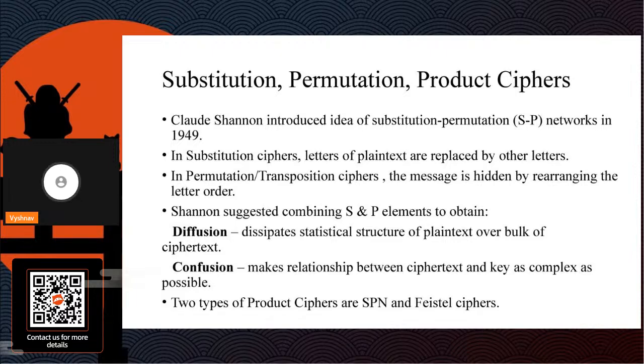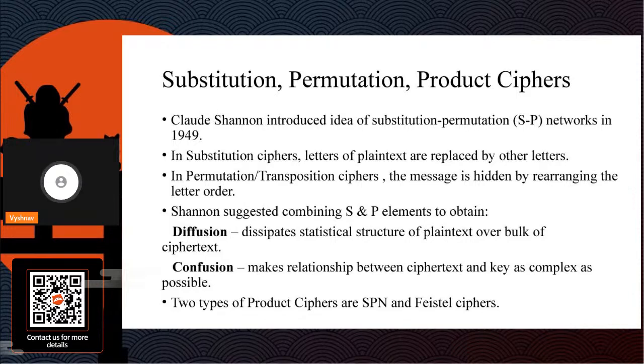But Claude Shannon in the year 1949 introduced the idea of substitution permutation networks. He suggested combining substitution and permutation to obtain diffusion and confusion. Diffusion dissipates the statistical structure of plain text over the bulk of the ciphertext. Confusion makes the relationship between the ciphertext and the key as complex as possible. Claude Shannon's 1949 paper has the key ideas that led to the development of modern block ciphers.